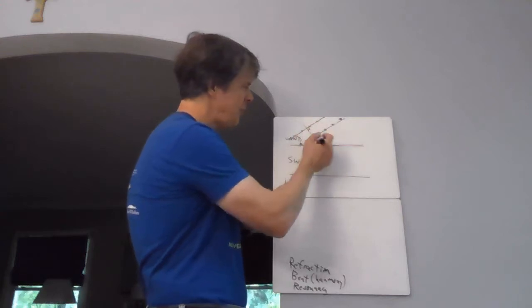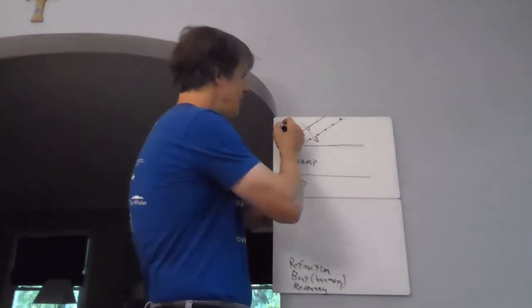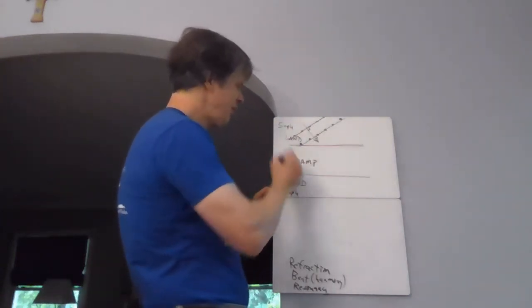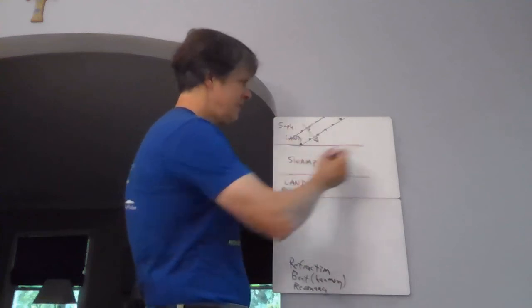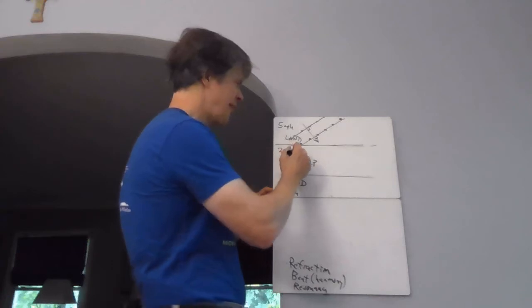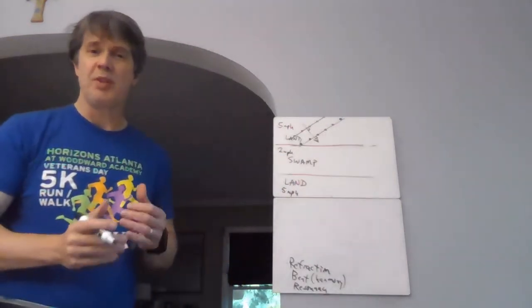And which way do they run? They run forward. Now, here's the thing. What if on land they can go, I don't know, say 5 miles per hour? What if in the swamp, it's all gooey and muddy and everything, they get slowed down to 2 miles per hour? Look very closely. What happens is each kid runs into the swamp.